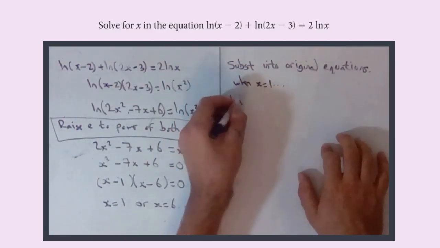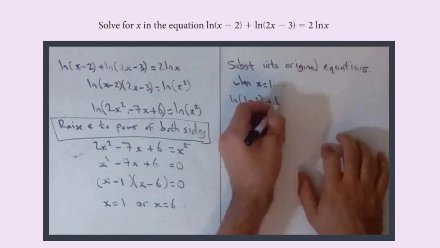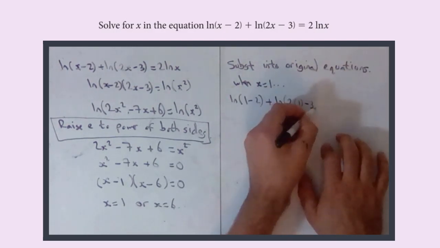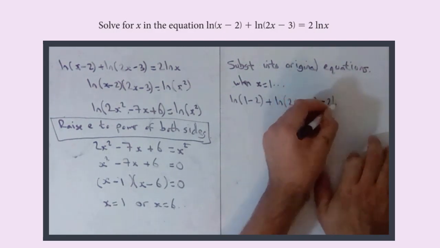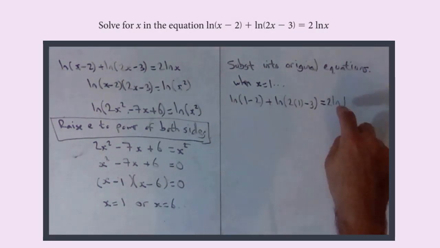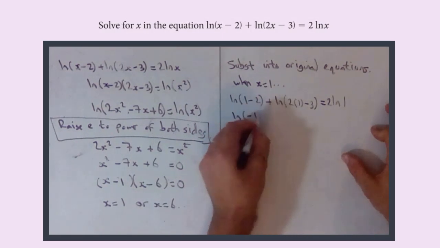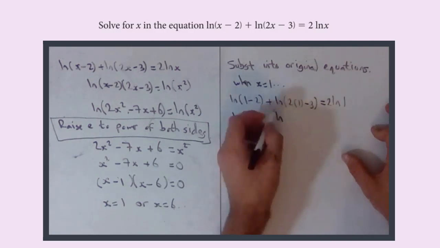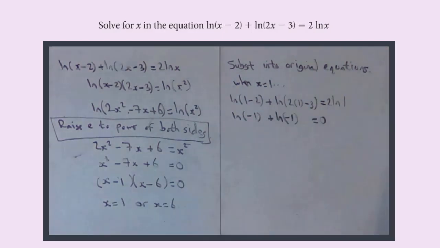So ln (1 minus 2) plus ln (2 times 1 minus 3). Another issue. Does that equal 2 ln 1? So 2 ln 1 is going to be 0. Here you end up taking ln of minus 1, there isn't a log of minus 1, plus ln also of minus 1. Does that equal 0? Well, actually this definitely doesn't work.